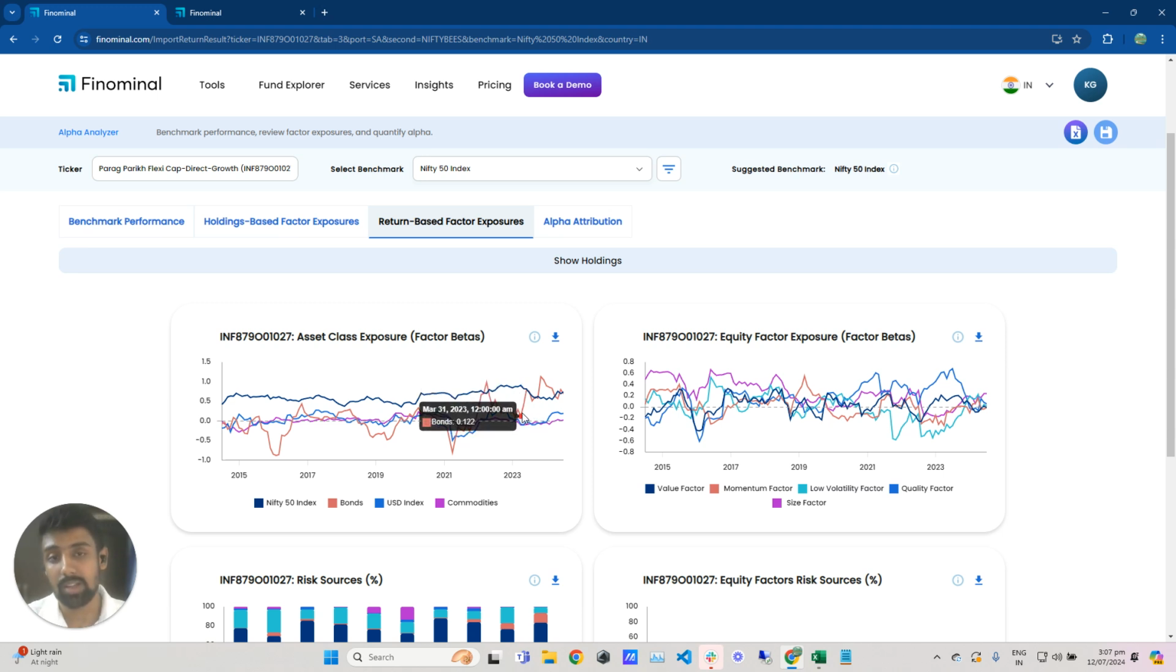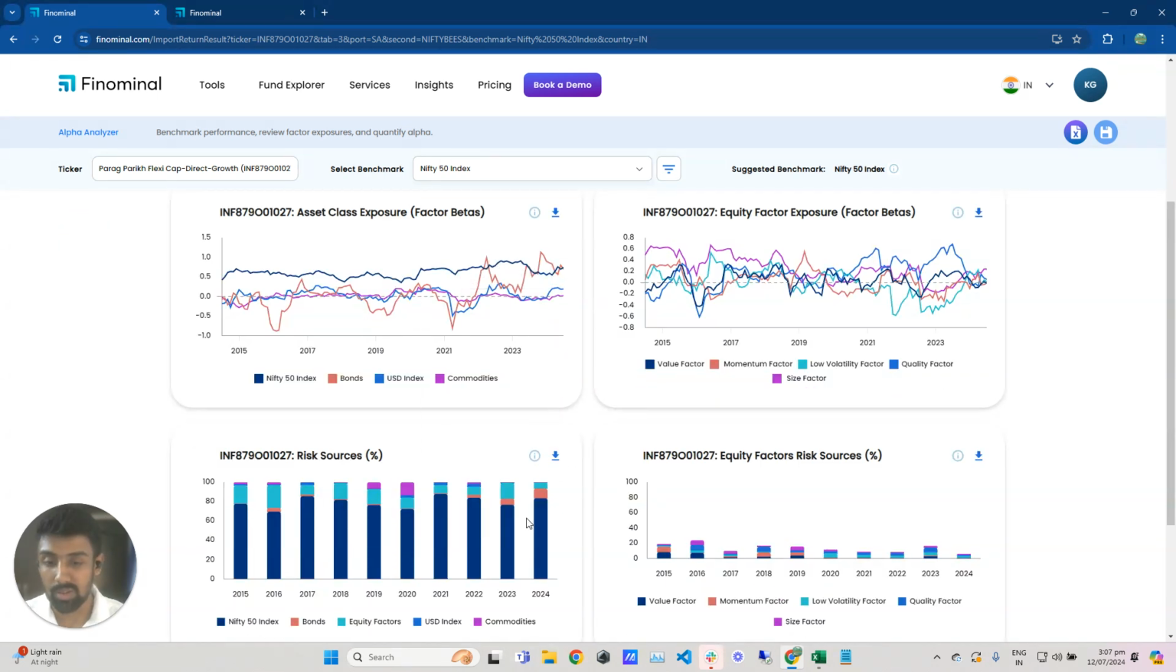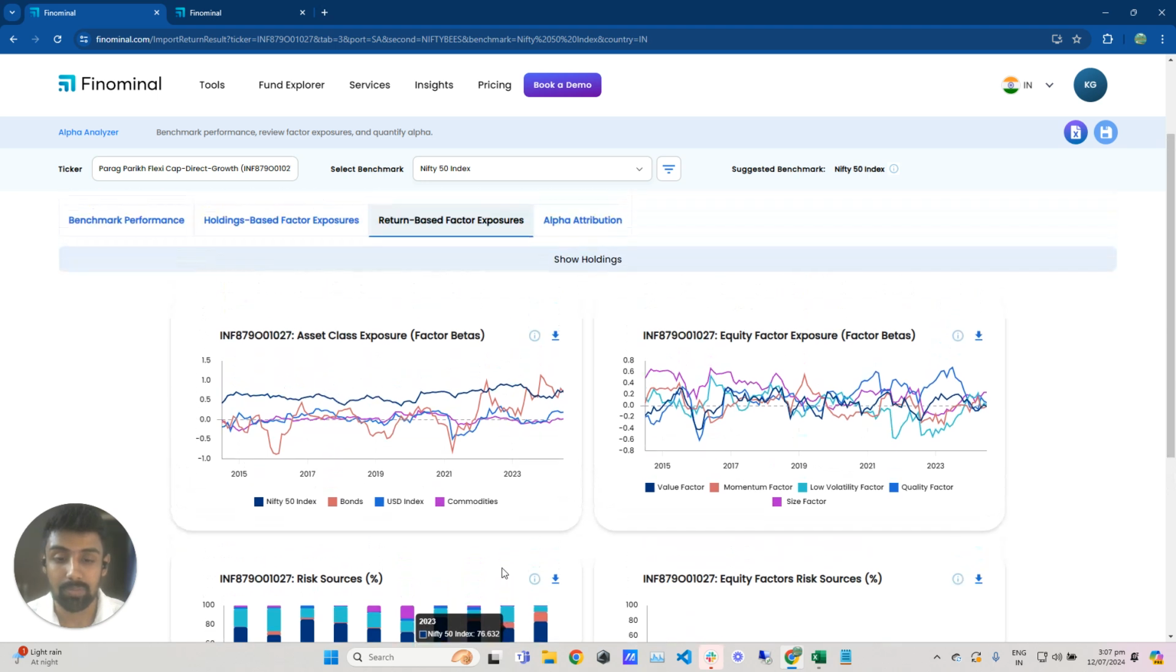One interesting thing to note here is its high exposure to bonds as well. The bonds exposure has increased over time, and it's also volatile. It's not like there's been a consistent bond exposure. I think since it's an actively managed fund, they change it according to the current market conditions. And you can also see here the consistent exposure to equities, right? So most of the return drivers are equity drivers here.